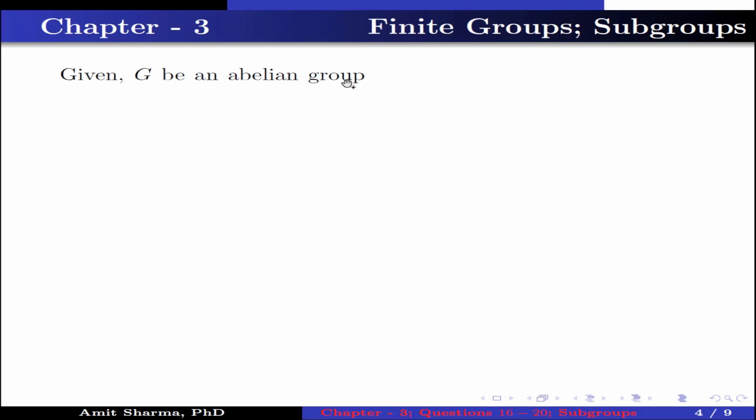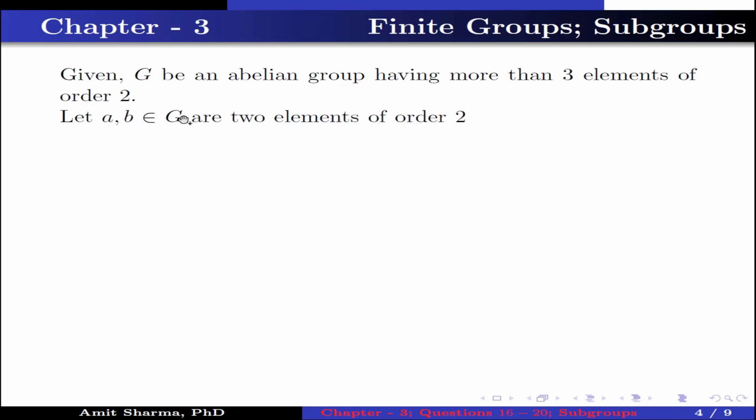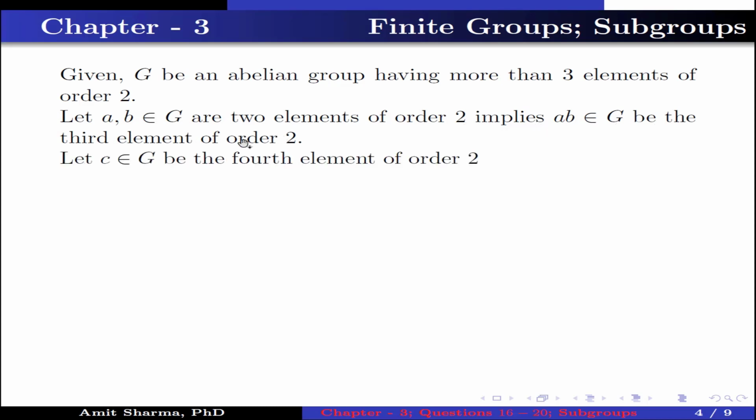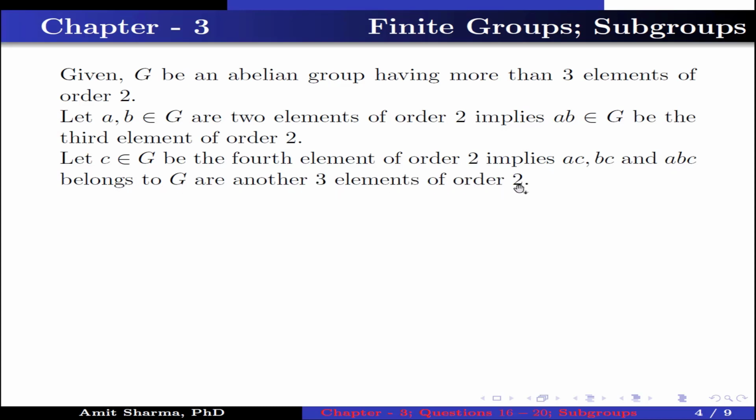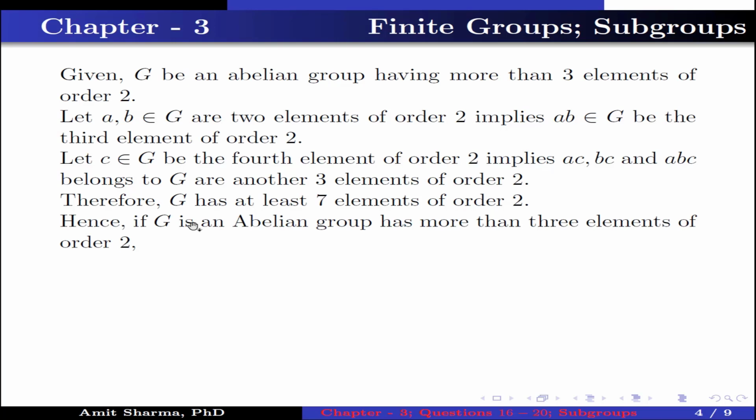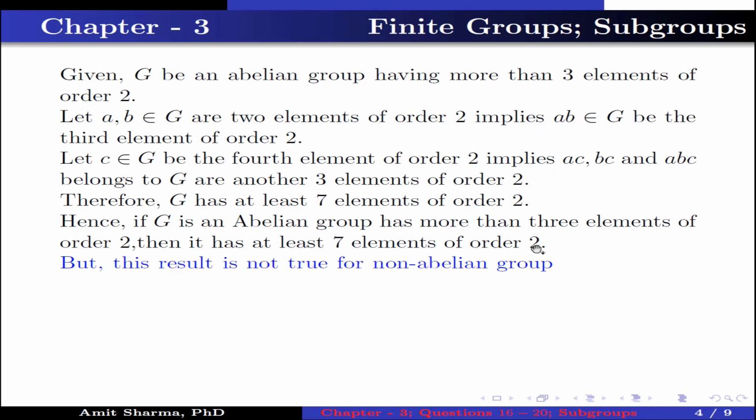Now given G be an abelian group having more than 3 elements of order 2, let a, b belong to G be two elements of order 2. This implies ab belongs to G is the third element of order 2. Let c belong to G be the fourth element of order 2. This implies ac, bc and abc belong to G are another 3 elements of order 2. Therefore, G has at least 7 elements of order 2. Hence, if G is an abelian group that has more than 3 elements of order 2, then it has at least 7 elements of order 2.